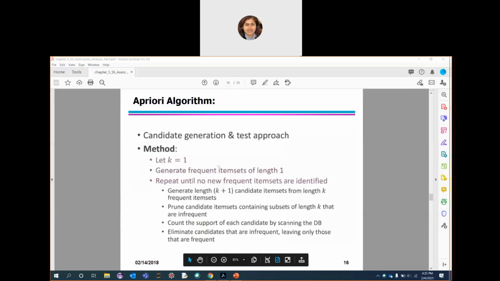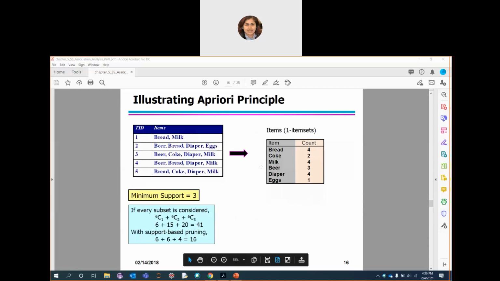Now next comes the methodology. This is the basic approach of following the Apriori algorithm. First we will consider k equal to 1. Just looking at this, it is not easy to understand. You can refer to this algorithm later. I'm going to show you the method, how the Apriori principle does the candidate generation.